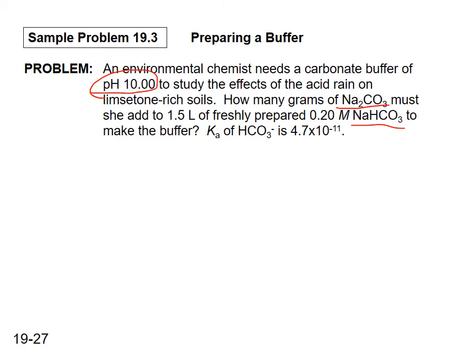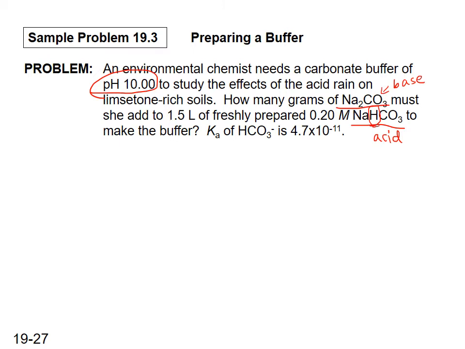So first, which one is the acid, which one is the conjugate base? If we compare these two molecules, you will see that sodium bicarbonate has an extra hydrogen, and that indicates this is the acid, which can donate the proton. After it donates the proton, you get this conjugate base. So sodium carbonate is the base.